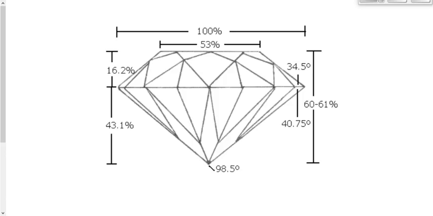When you go to buy a diamond, there are 4 things that are really important with that diamond. And they may or may not explain this to you. It depends upon where you go.